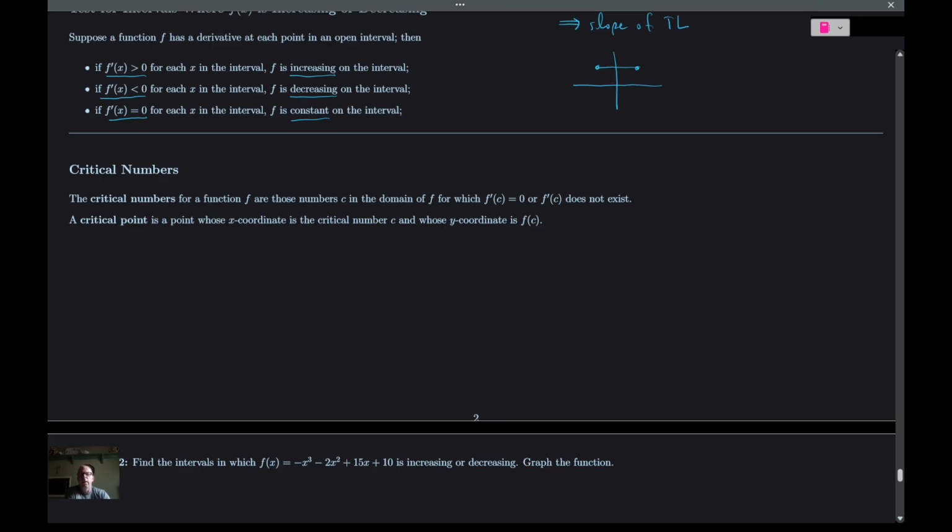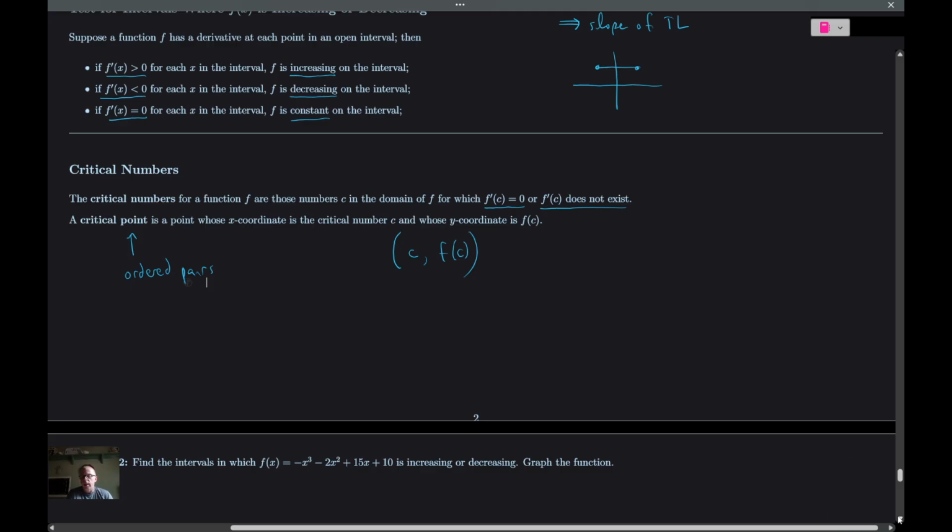Here's a couple of terms that we're going to see a lot in this chapter. Critical numbers. So critical numbers are anywhere that the derivative equals 0 or where the derivative does not exist. And then the critical point is the ordered pair of the critical number. So if c is a critical number, that means that f prime of c is 0, and the critical point would be (c, f of c). So whatever the value of the function is. So when we talk about points, we are talking about ordered pairs. If we're just talking about numbers, it's just a single number usually.